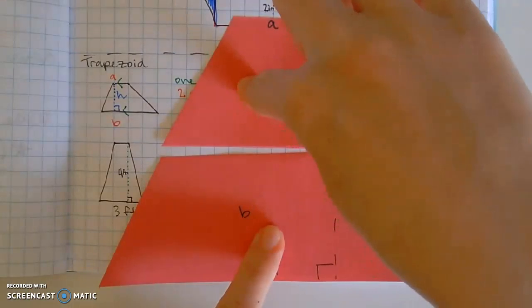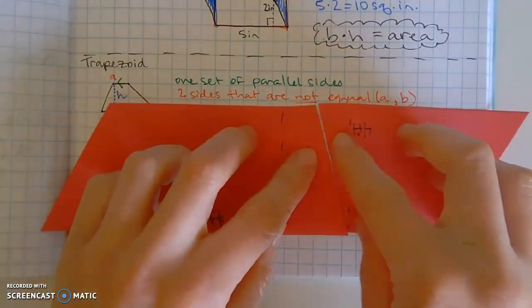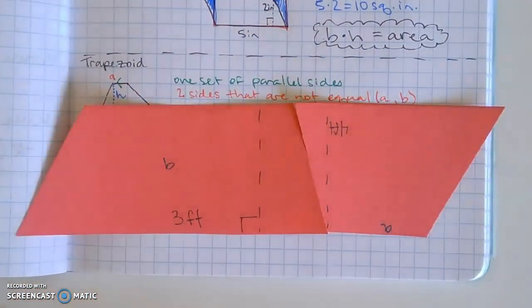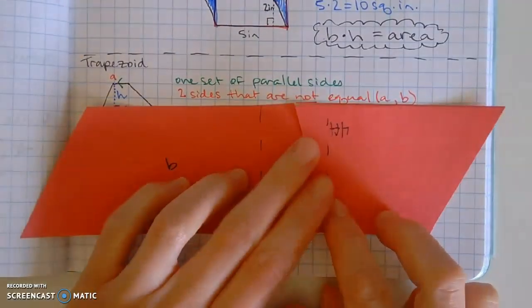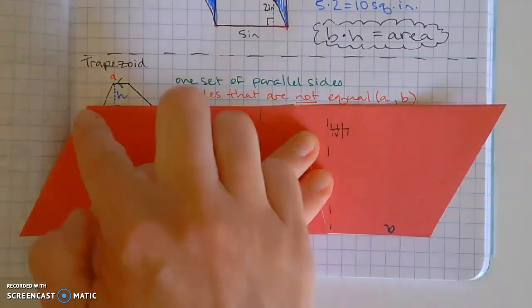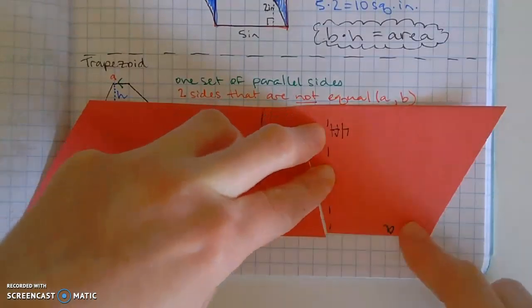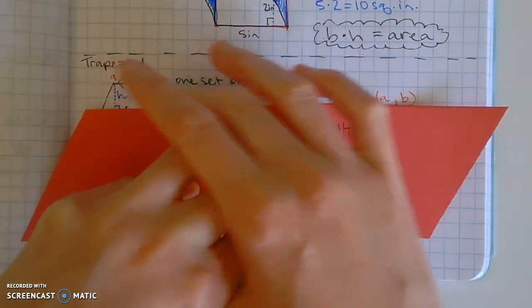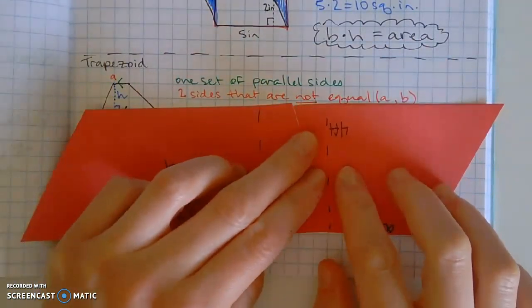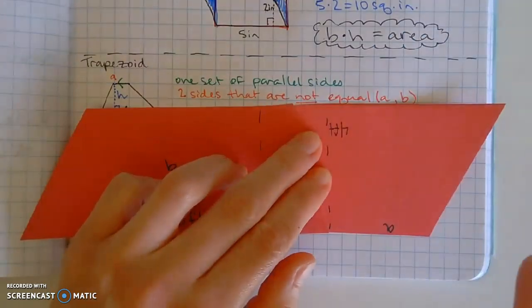I'm going to just flip this over, and I'm going to stick that right there. And when I do that, now I have a shape that I recognize. I have a very lovely, very long parallelogram. So 2 sets of parallel sides. I had 1 set of parallel sides, now I have 2 sets of parallel sides. And I can easily find the area of that because I know it's base times height, okay?